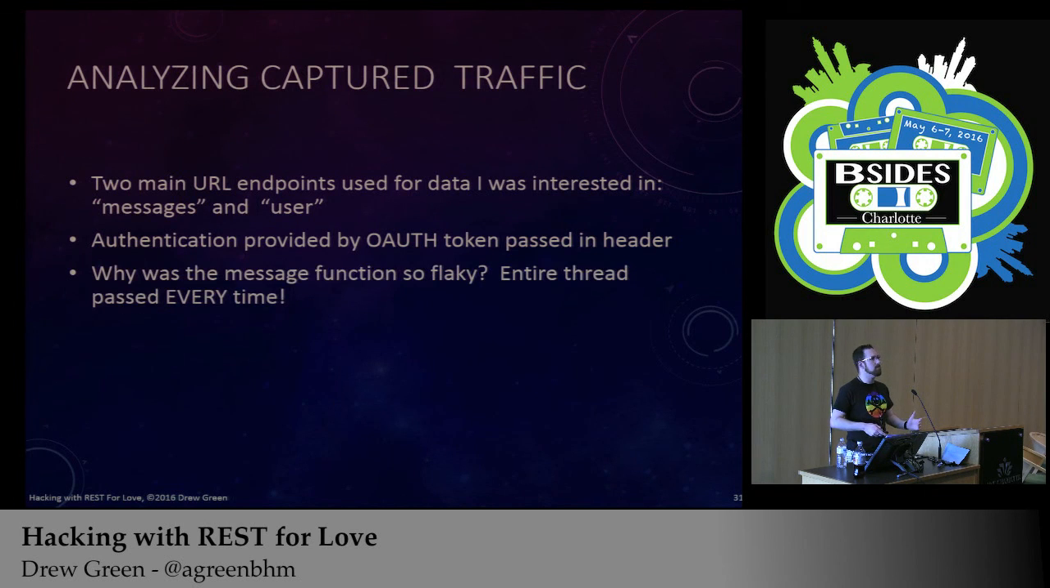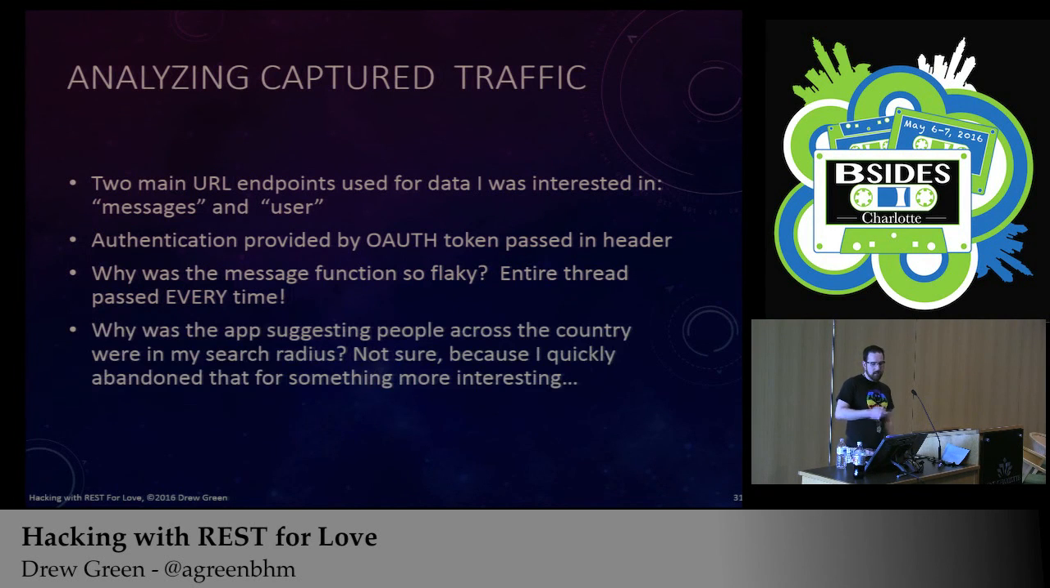Now, why was the message function so flaky? Why were they reloading every time? They were passing the entire thread every time. I wasn't spazzing out, this was actually happening. Everything was going each time, and it was getting larger and larger with every message that was sent. It wasn't incremental updates. Why was the app suggesting that people across the country were in my search radius? I don't know, because I abandoned that quickly, since who cares after I found the next thing.